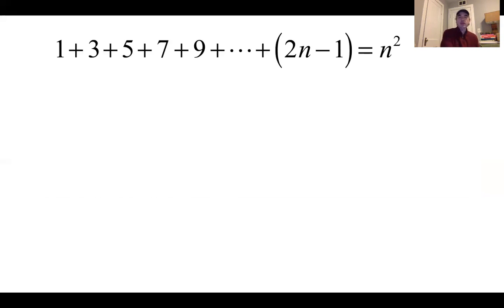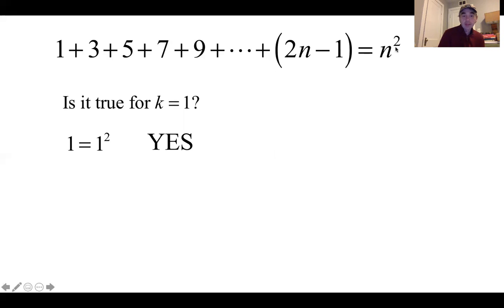So here's the thing we're trying to prove. 1 plus 3 plus 5 plus 7 plus 9 plus ... plus 2n minus 1 is n squared. That's our goal. So what can we do with that? Well, is it true for k equals 1? So the first odd integer is just 1. How about 1 squared? Is that 1? Sure enough, it is. So that satisfies step 1. Step 1 is taken care of.